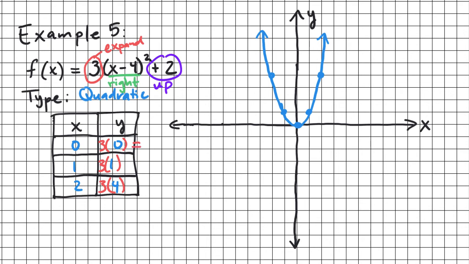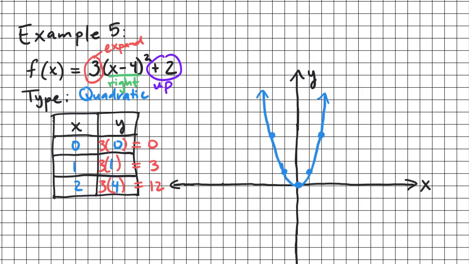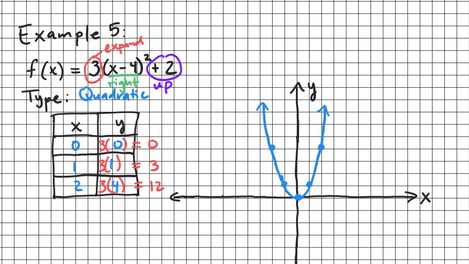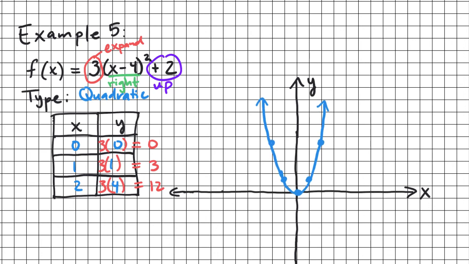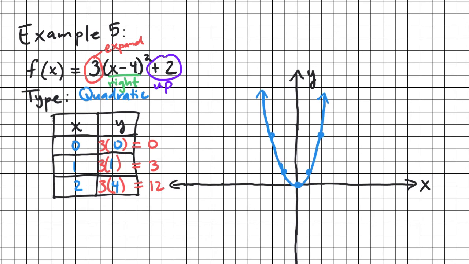3 times 0, 0. 3 times 1 is 3, and 3 times 4 is 12. Alright, to make sure that it fits, I'm going to scoot the graph down, maybe up to there. Or let's go 1 up. Let's go there. Okay, so then let's plot these points.